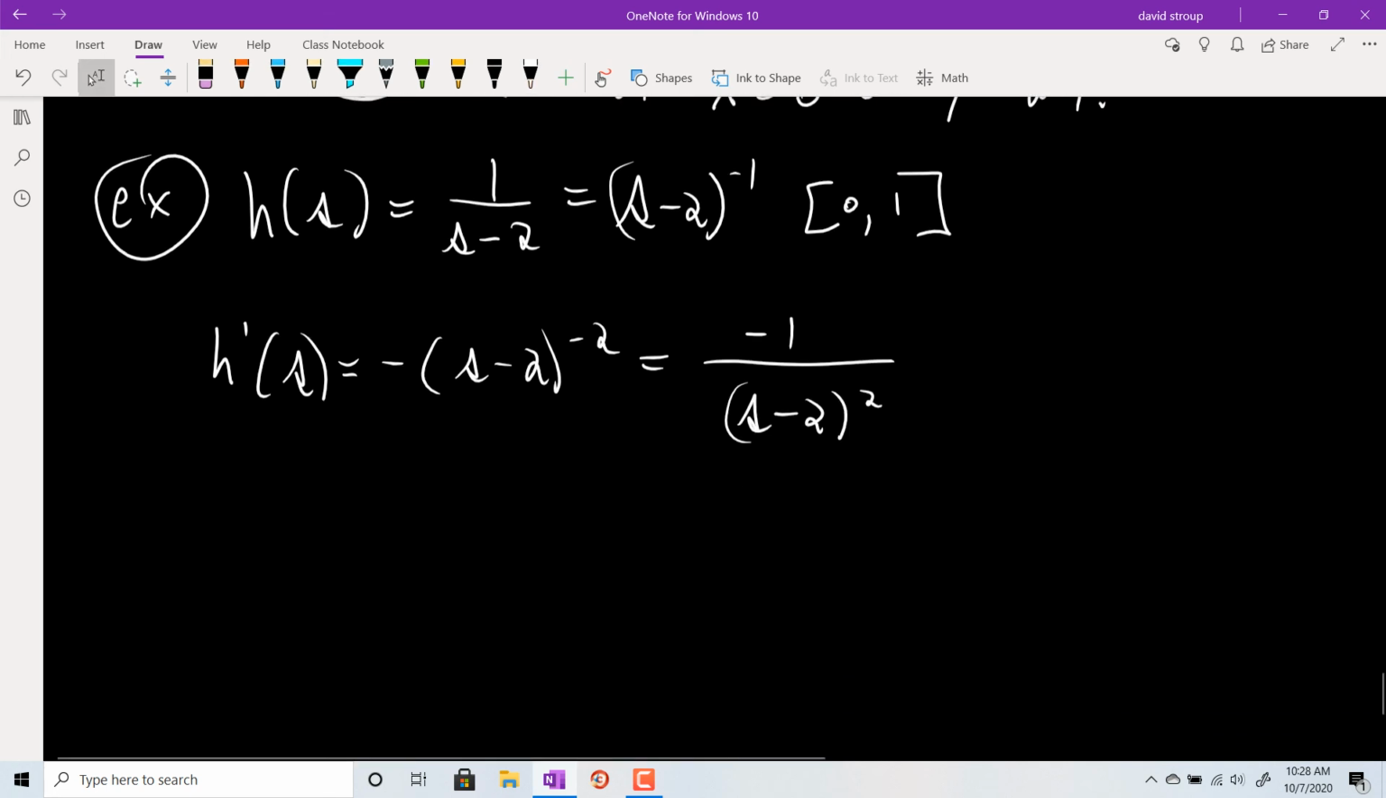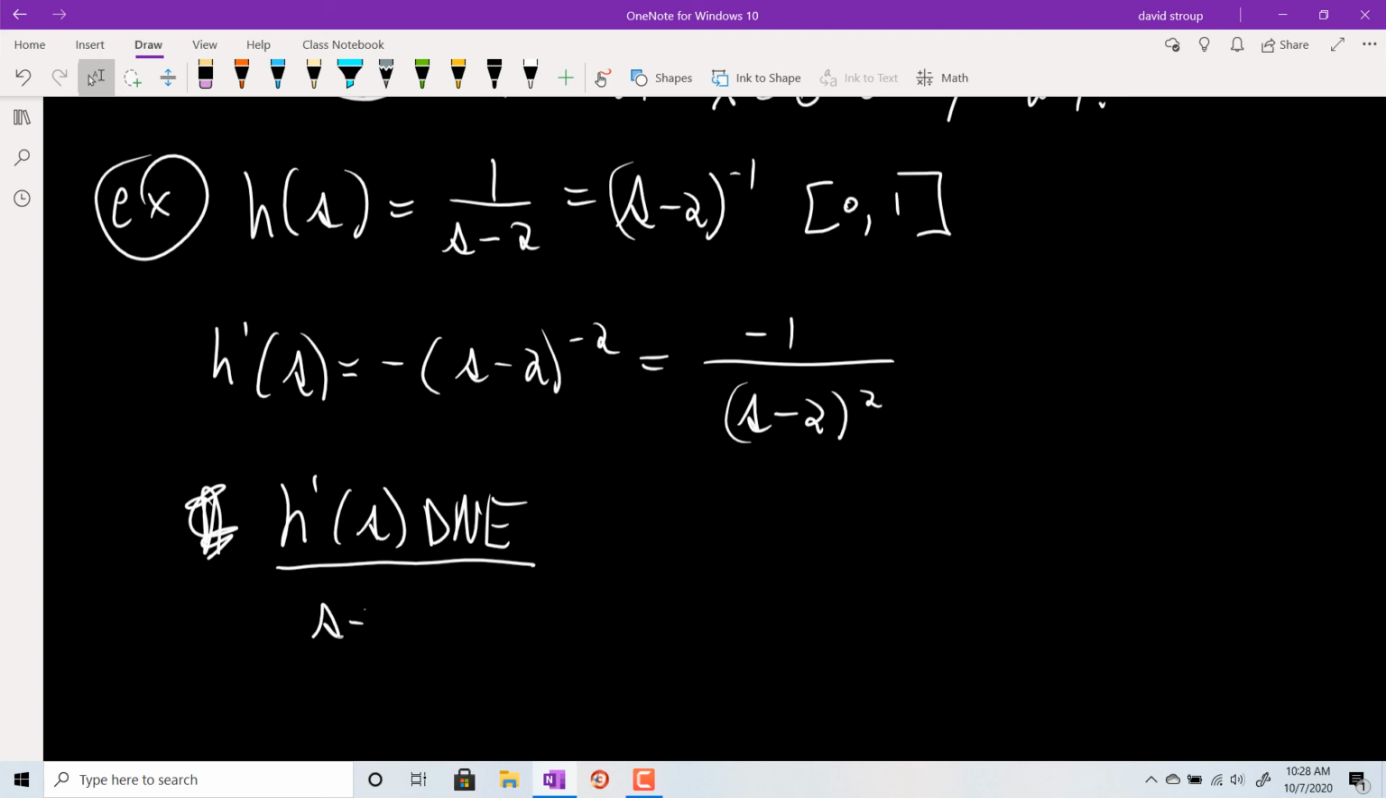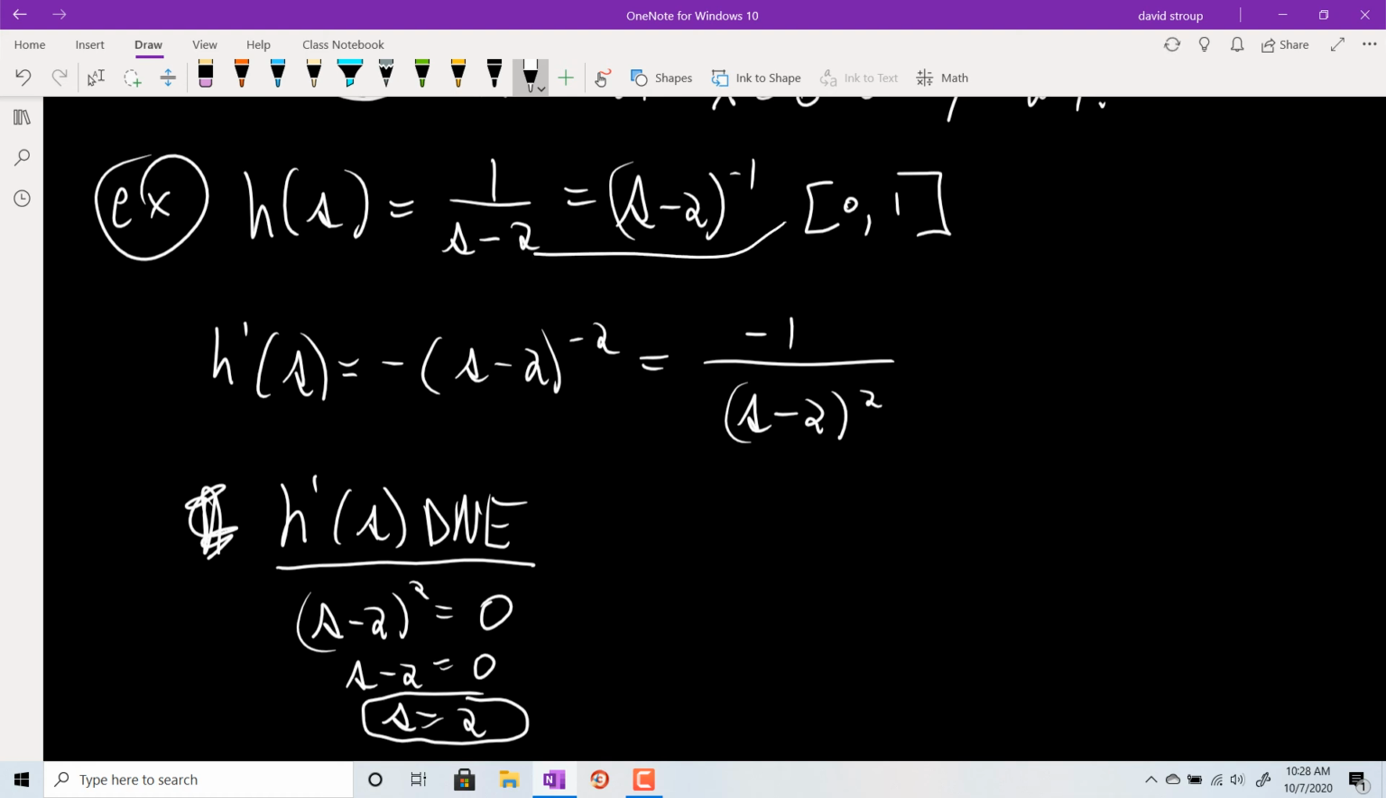Then I need my critical numbers. So where does h prime of s not exist? Set the denominator equal to 0. Looks like we get one critical number there. Well, that critical number isn't in the interval, so we're not going to evaluate it.